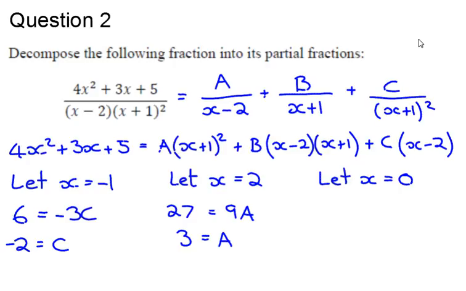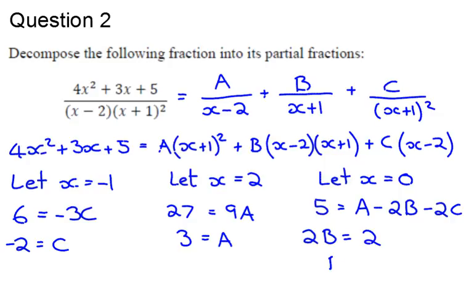Okay, so if I let x be equal to 0, I eliminate that 4x squared and 3x, and I'm left with 5. Then I'm left with a times by 0 plus 1 squared, which is just a, minus, if I substitute in that second term, I'm going to get 2, and then it's times by b, minus 2c. Of course I know what my a and my c are, so if I let my a be 3 and my c be -2, I'm going to land up with having 2b is equal to 2, and left with b is equal to 1.